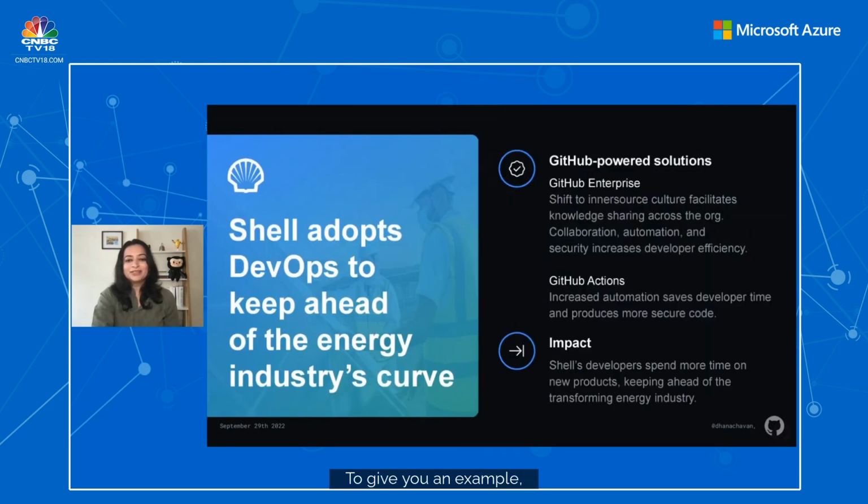To give you an example, Shell has embraced an inner source ethos with more than 6,000 repos already on GitHub to boost development, collaboration, and knowledge sharing. GitHub Enterprise not only provides a central hub for inner source projects, but a unified platform for managing DevSecOps through GitHub Actions and Dependabot.